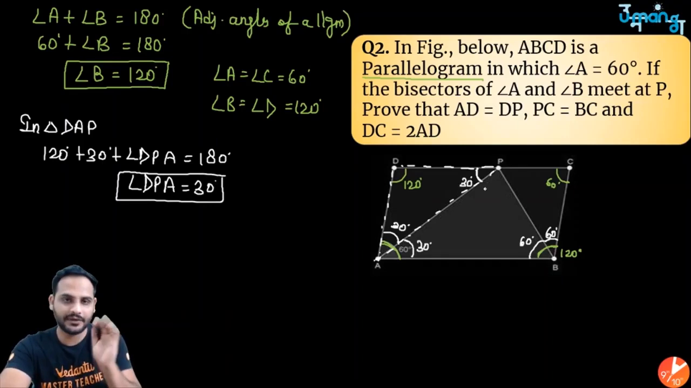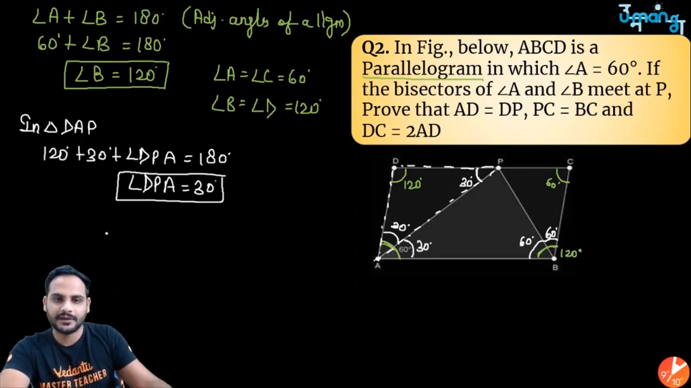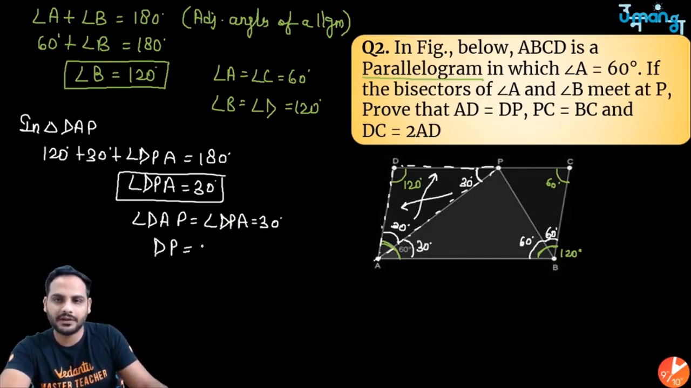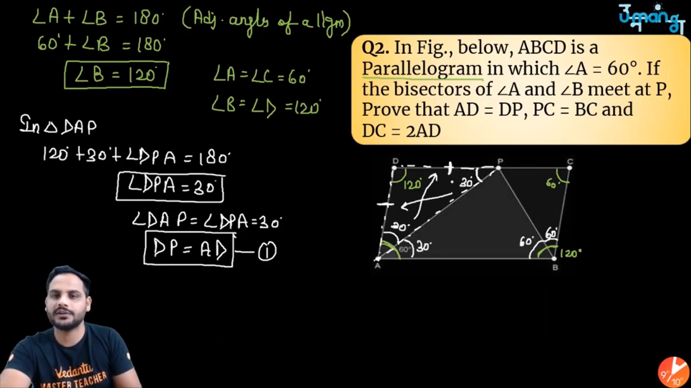Okay beta, now look, you will see here that angle DAP is equal to angle DPA. Both are equal to 30 degree. So if two angles of a triangle are equal, the sides opposite to them will be equal. So opposite to this we have AD, opposite to this we have DP. So I can say DP is equal to AD. First result we have got. DP and AD are equal to each other.